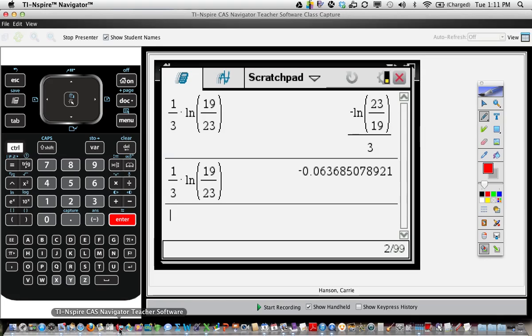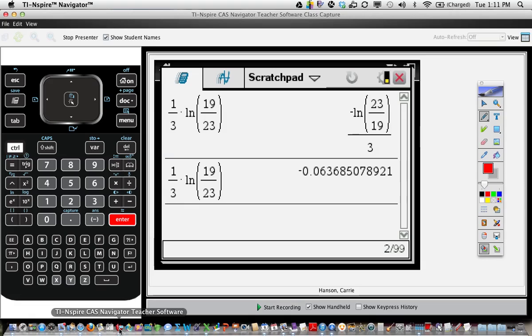But it's -0.063. And if we're going to do a decimal, I would take several places. So let's go 6 places. So -0.063685. That's our K value. Remember, we said it should be negative, and it is. Okay? So now we found our K value, and now we've got our entire equation.